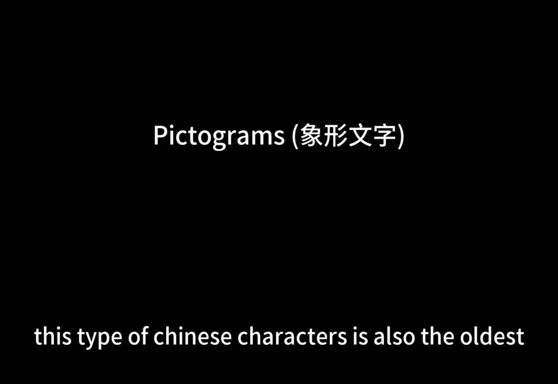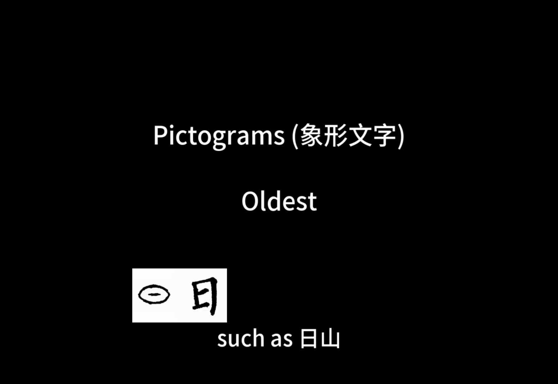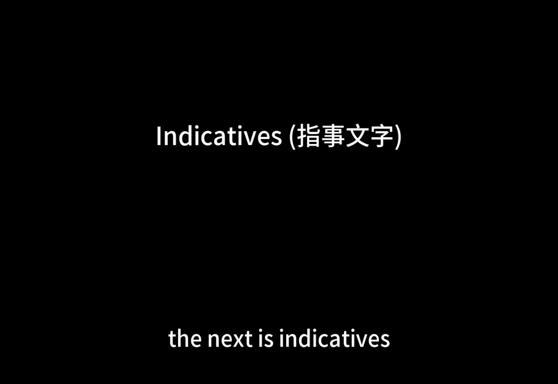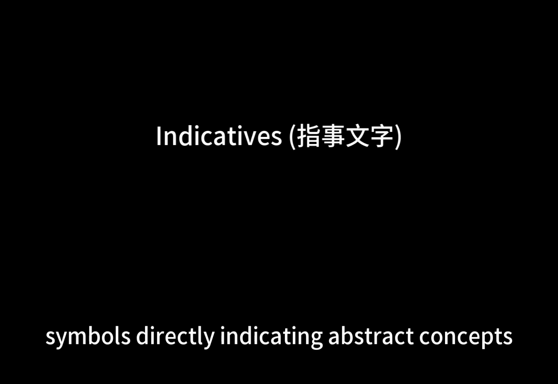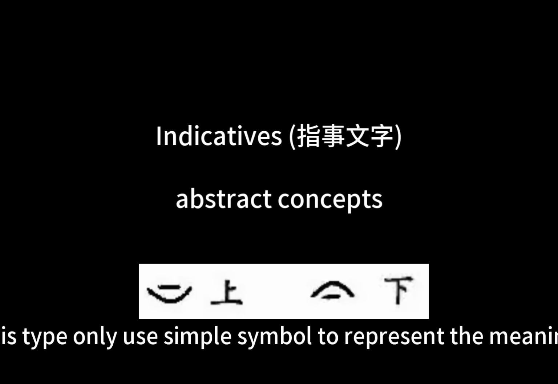This type of Chinese character is also the oldest among Chinese characters, such as ri, shan. The next is indicatives, symbols directly indicating abstract concepts, such as shang, xia. This type only uses simple symbols to represent the meaning.